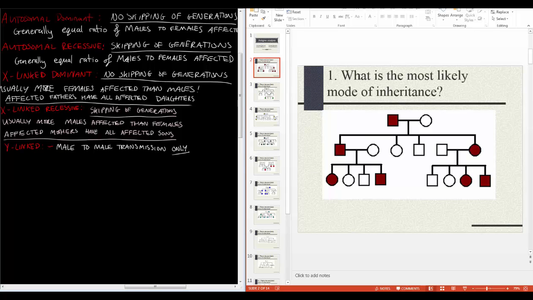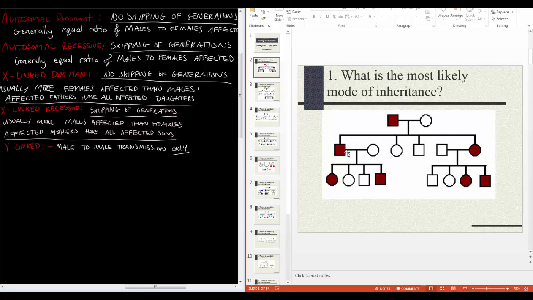all of these questions say what is the most likely mode of inheritance. A lot of pedigree charts, when you look at them, have multiple potential solutions, so you just have to pick the most likely one. So we look at this and we see that there is no skipping in the generations. The disease appears in every generation, so it's a dominant trait. No skipping means dominant trait.